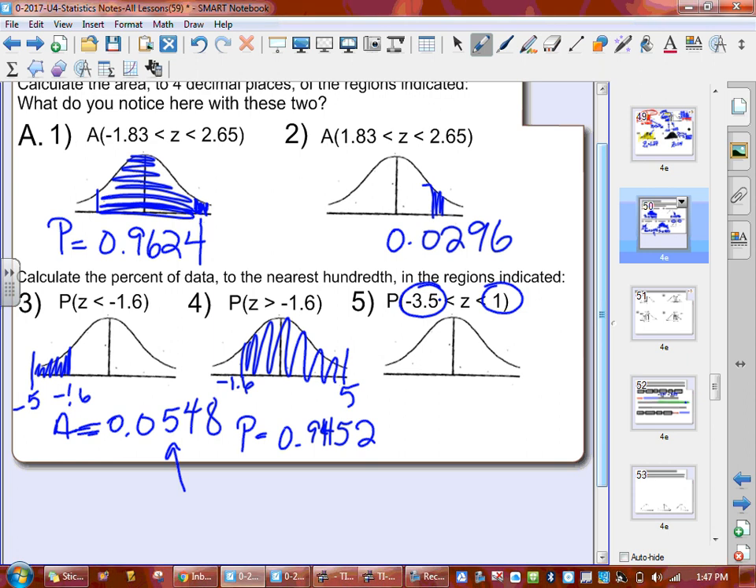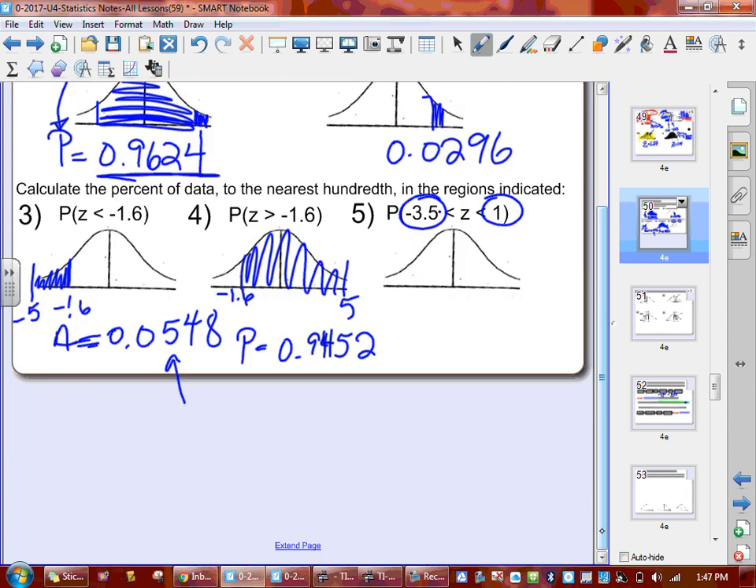We're shading way to the edge, -3.5, all the way to +1. So it's going to look like almost the whole diagram's shaded, but it's only going to be 0.8411. So 84.11% of the data. Okay, the bottom of the diagram, I'll give you a minute to finish.